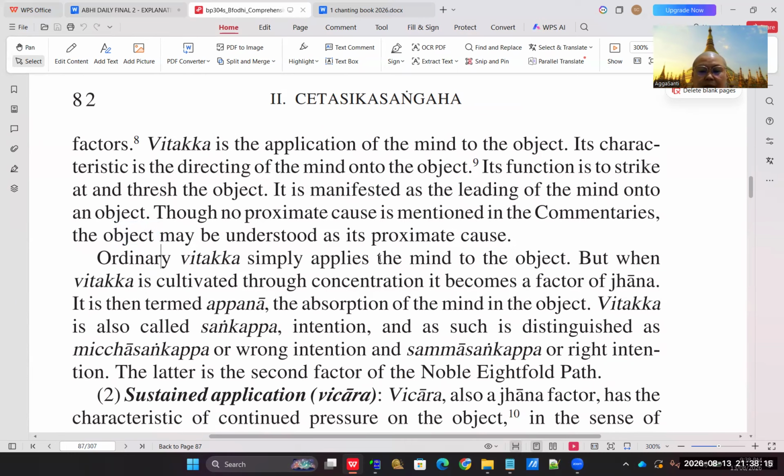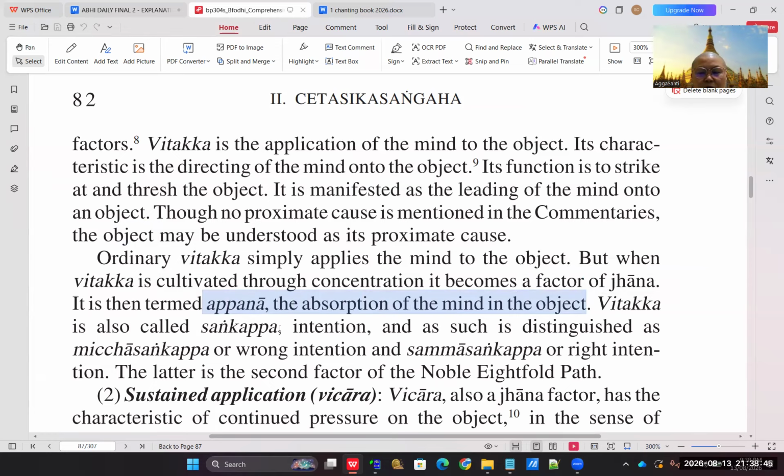Ordinary Vitakka simply applies the mind to the object. But when Vitakka is cultivated through concentration, it becomes a jhana factor. So when you purposely meditate on it and you have concentration, it becomes a jhana factor. And when it becomes very strong, it becomes appana, absorption of the mind. When the mind is absorbed in deep concentration, this is called appana.